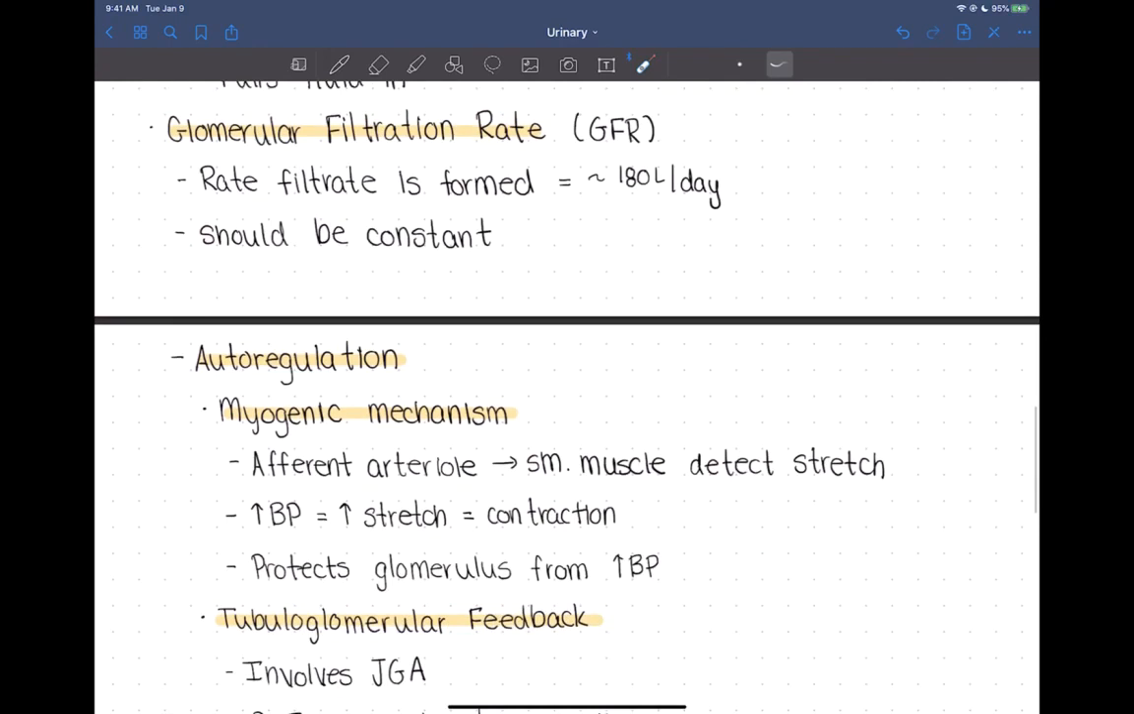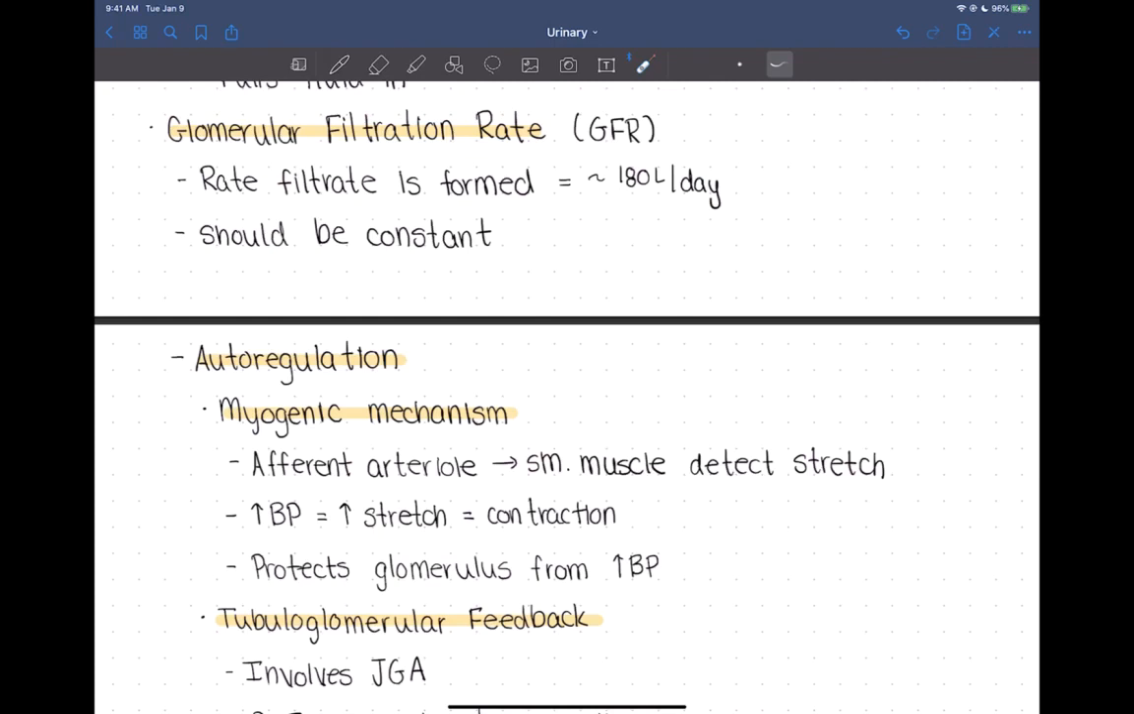Then we can talk about glomerular filtration rate. This is just the rate at which filtrate is being formed. Typically in the kidneys, it's about 180 liters a day of filtrate being formed. Obviously you should be thinking, well, we certainly don't make that much urine every day, otherwise we would have to urinate constantly. So a lot of this water is going to be reabsorbed, but typically about 180 liters of filtrate is formed each day.